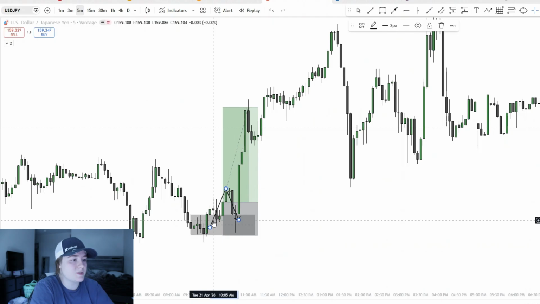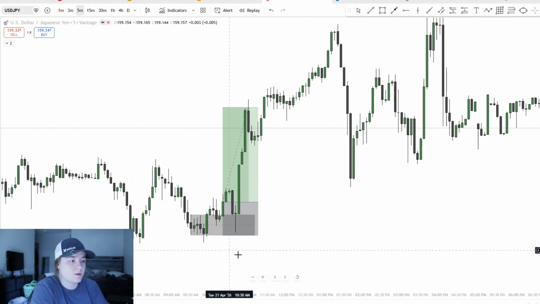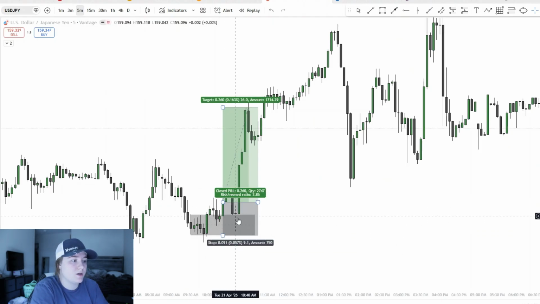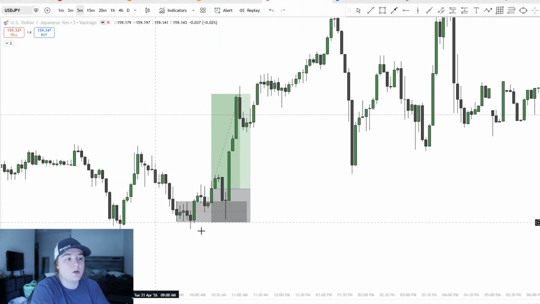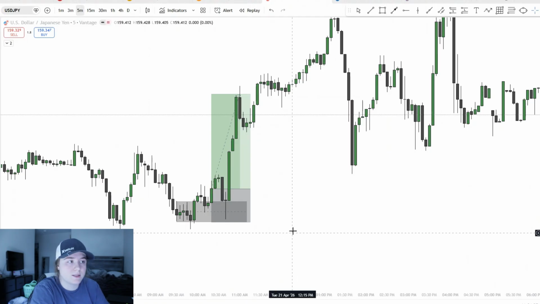You will see sometimes price will even come here, close here, play around here, then come break here and give you the retest. That is fine. You're not entering those trades below because you're not looking for sells. You're looking for buys.